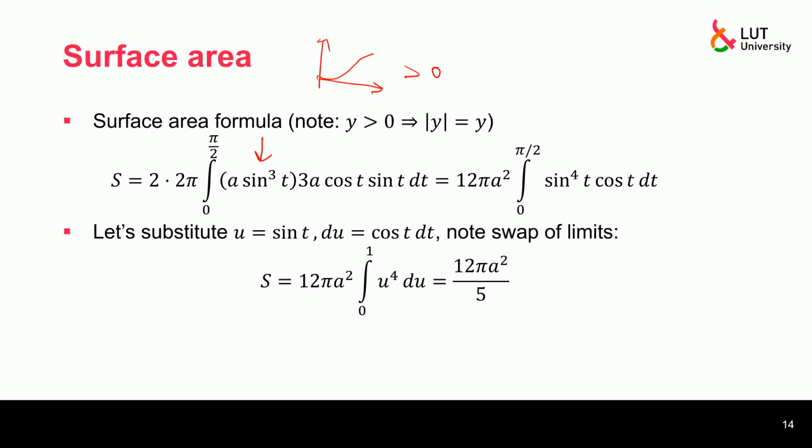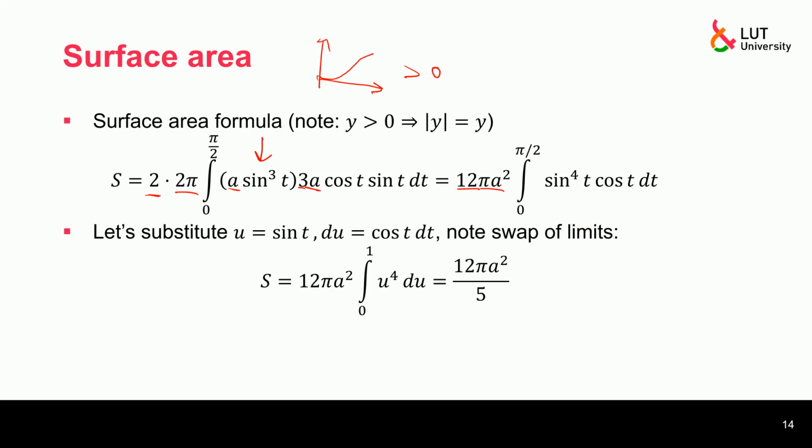What we get here is a, a squared, and 3 times. Note this is the rotation, where we're taking symmetrically twice the same thing. So we get 4 pi and 3a squared from here. So 4 times 3 is 12, and pi a squared. What we have left here is sine to the power 4 t cosine t.